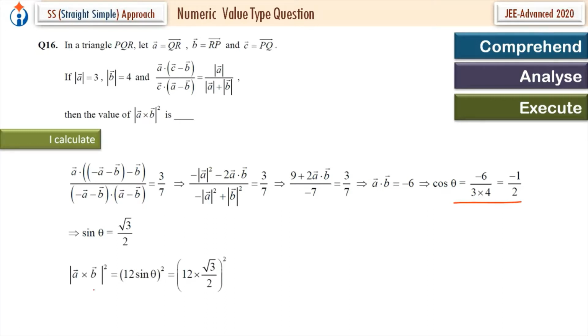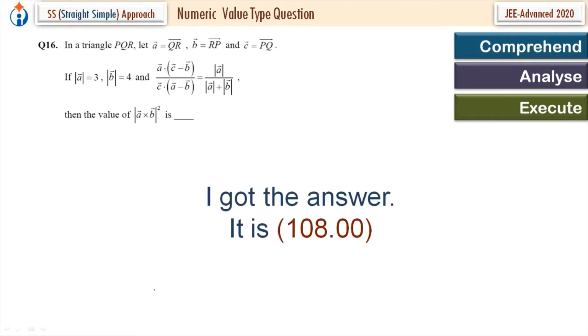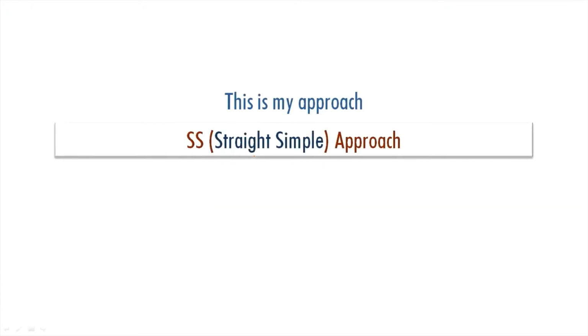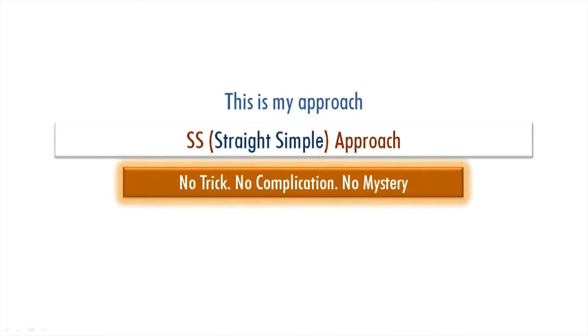So I got the value of the magnitude of vector A cross B whole square. It is 108. I got the answer. It is 108. No trick, no complication, no mystery. This is my approach. Straight, simple approach, SS approach.